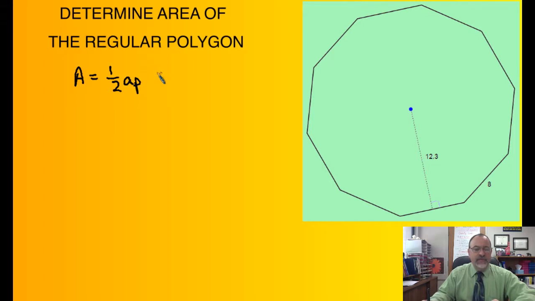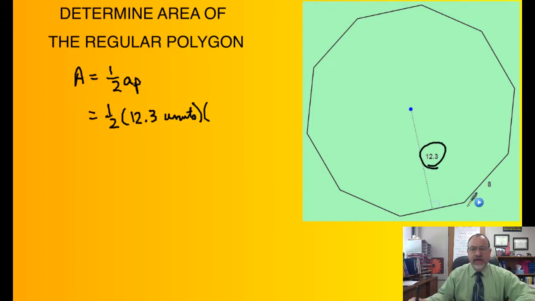The little a represents the apothem, which is a segment drawn perpendicular to a side from the center. And in this case, the apothem is given to me as 12.3. So I can just substitute that right into my formula, 12.3 units. Then I need the perimeter. Now, they give me the length of one side. That's not the perimeter. All of the sides added together would be the perimeter.